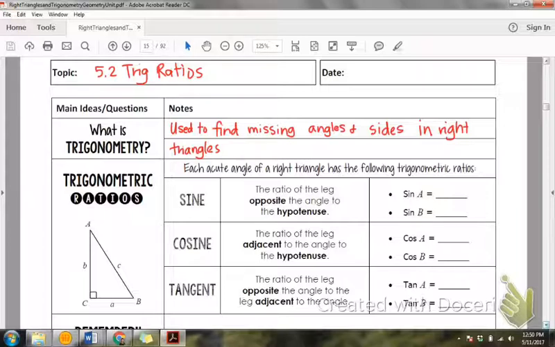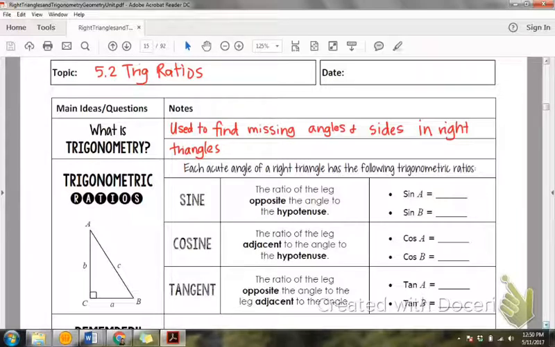You guys see on your calculators, you have that sin, cos, tan. You guys see that? Okay, so sin, cos, tan really means sine. So do not say sin. You're going to say sine. And then cos, we're going to say cosine. And then tan, we're going to say tangent.